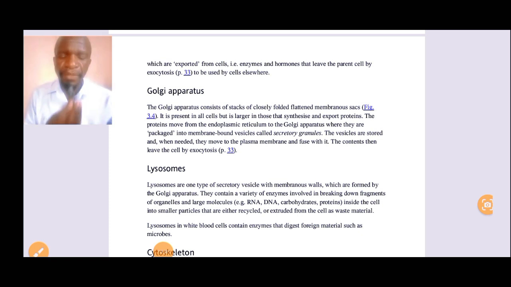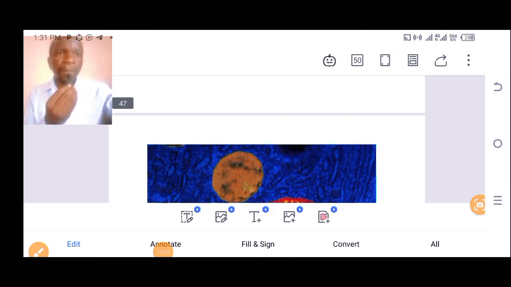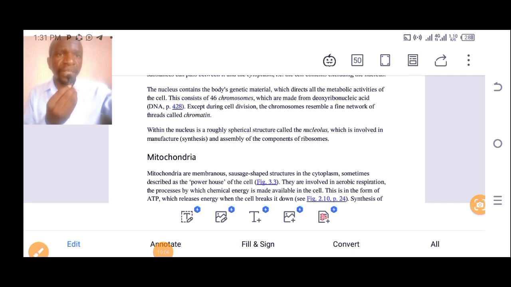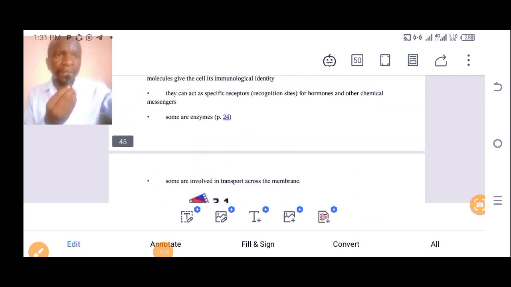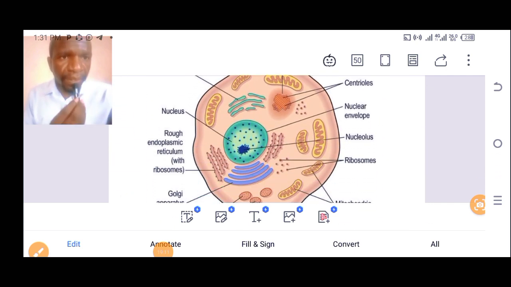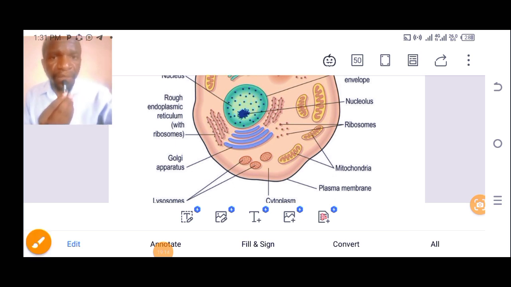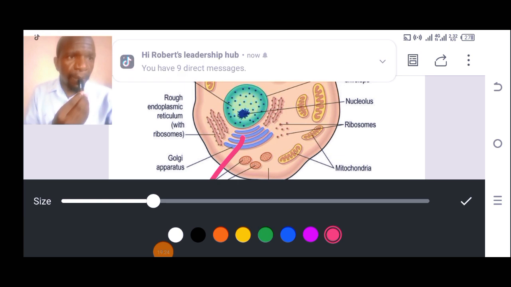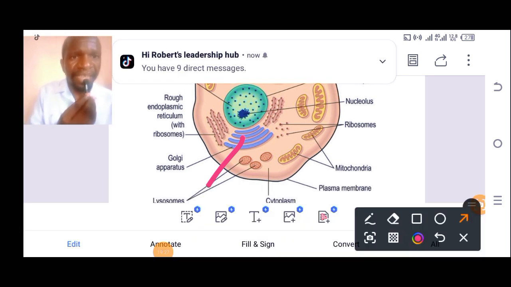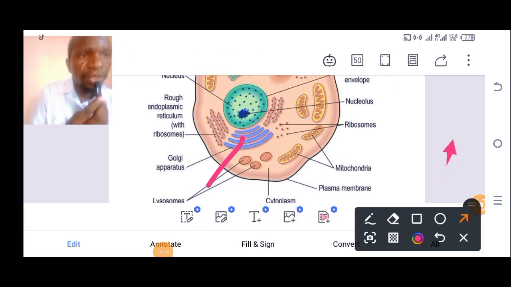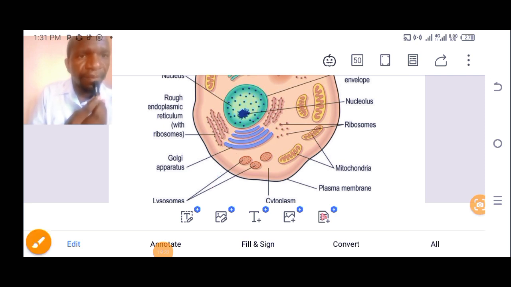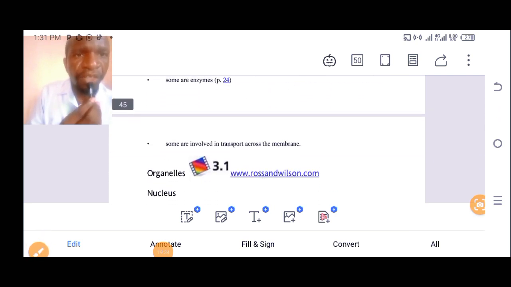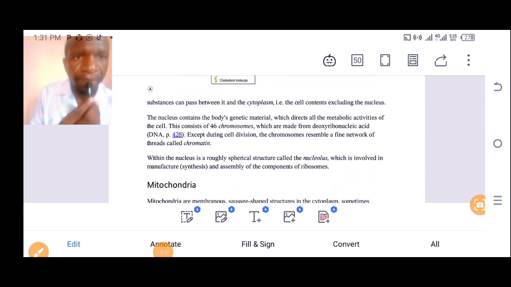The Golgi apparatus. You need to see the Golgi apparatus and know what it is, and the function of the Golgi apparatus. So where is the Golgi apparatus here? Let me highlight to show you. Here, this is the Golgi apparatus. You see those things that look like sticks that are stacked. That is the Golgi apparatus.